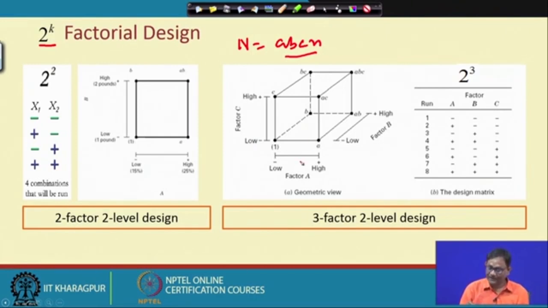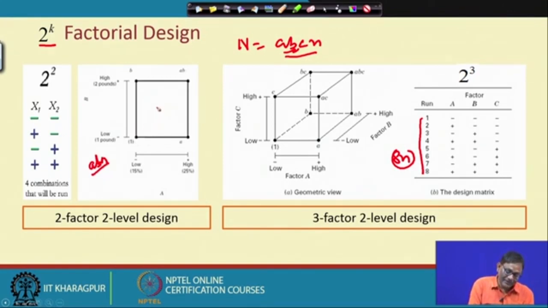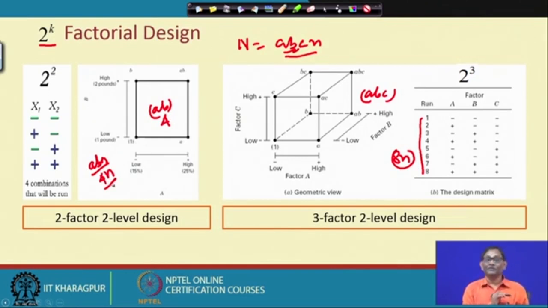But here, you require 8 into n, since a, b, c equal 2 each. In a general factorial design with two factors, it will be a, b, n number of experiments, with a, b treatment combinations. Now, if you go for 2 to the power k factorial design with 2 factors, there will be 4 treatment combinations, and you require 4 experiments to be conducted with n replications. Here with A, B, C there are 8 treatment combinations, so 8n total number of runs.